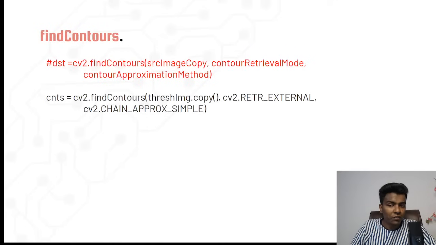Find contours: cv2.findContours of thresh.copy. We are going to take the thresholded image. I hope you all remember the thresholded image. The thresholded image.copy, comma, this is the retrieval mode and the approximation method. Definitely we'll explore this in the upcoming project, so that you will learn a lot from it.